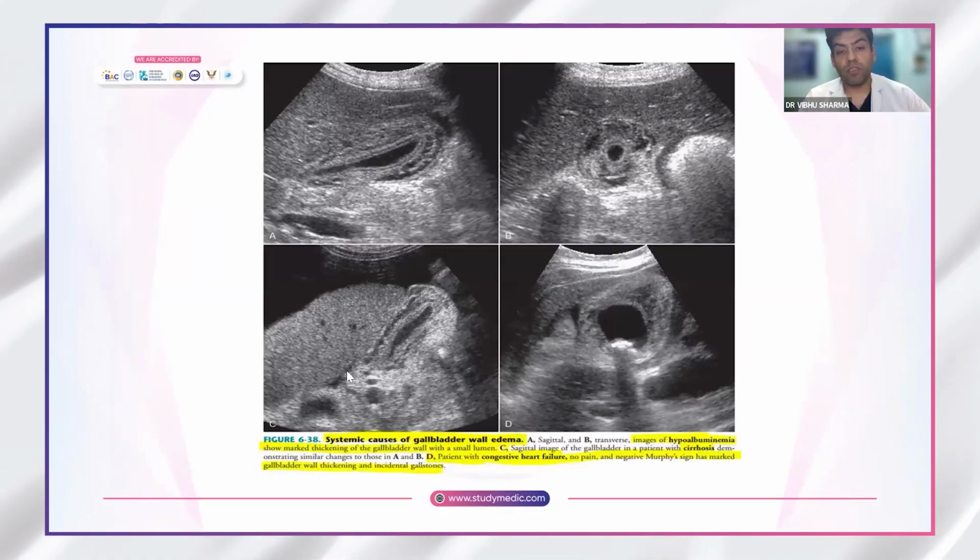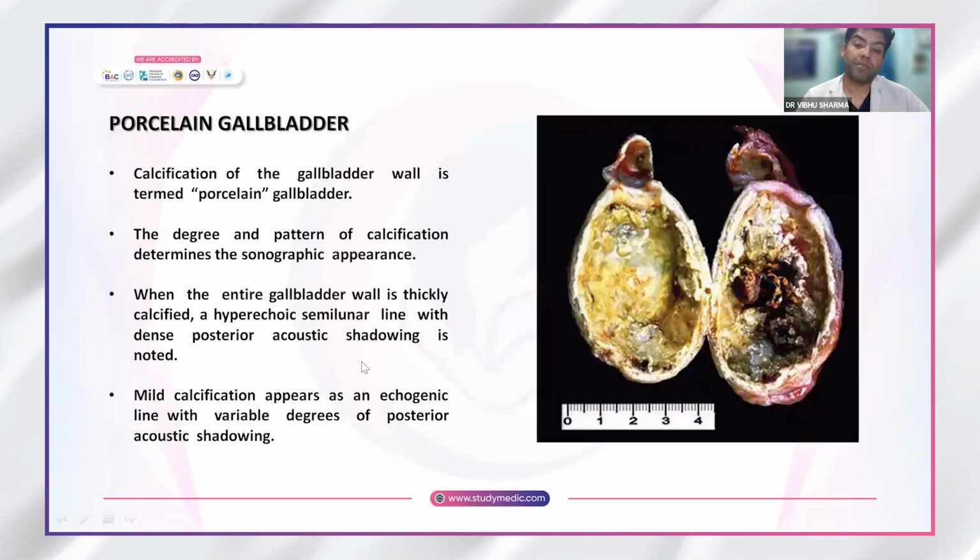So this is systemic GB wall edema. You can see thick GB walls here, and then there is sludge, calculus within the GB lumen. Again, this is wall edema, diffuse wall edema in the GB. Sometimes there are calcifications within the GB wall. So this kind of appearance is called porcelain gallbladder. Because of the appearance, the name porcelain came.